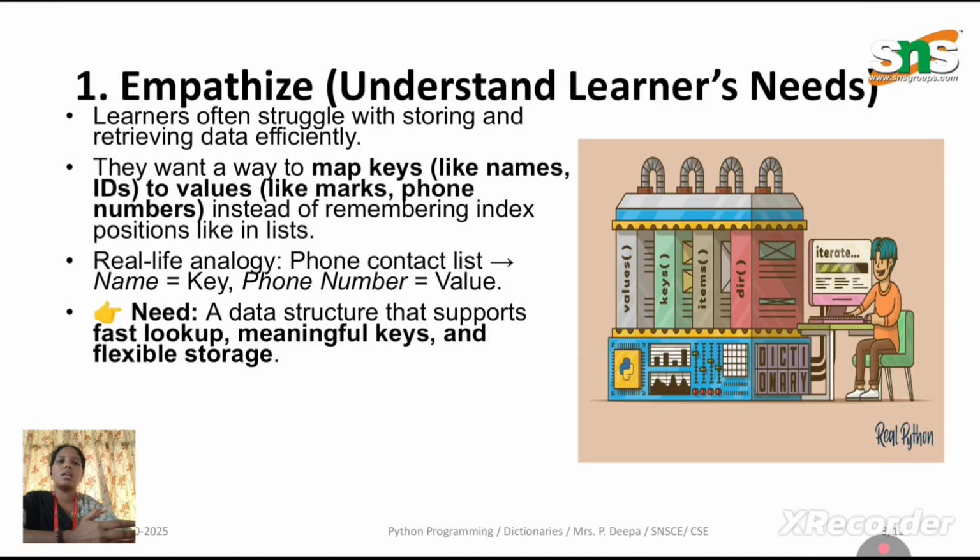A real-life analogy for the empathy part of the dictionary is a phone contact list, equal to key-values of a name and phone number values, etc. So we need the data of this part. What we will have to do in the groundwork is use a data structure that supports fast lookup, meaningful keys and flexible storage.